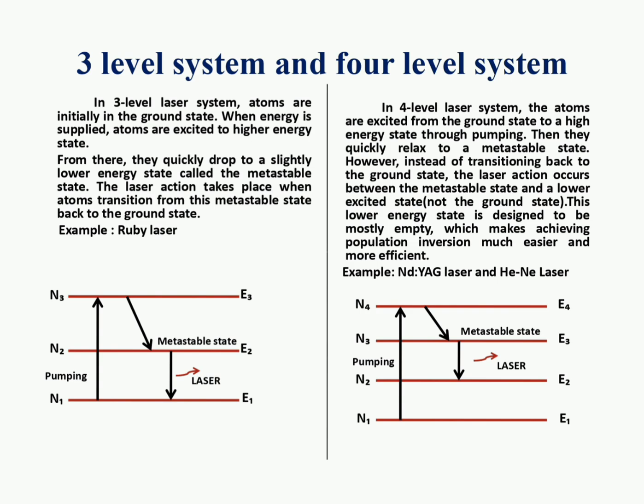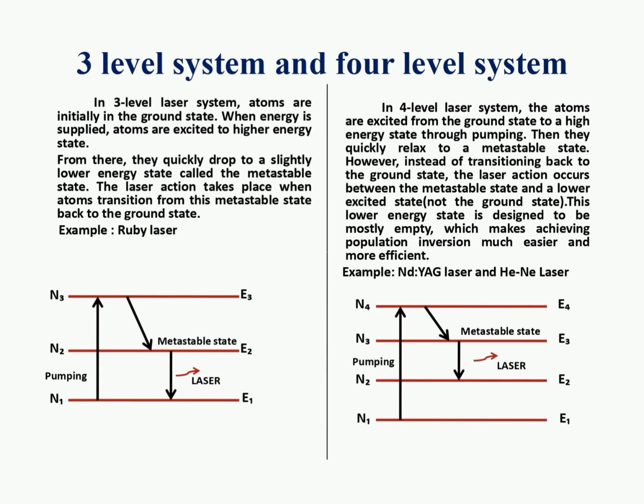So let us understand the 3-level system and the 4-level system. First, let us see the 3-level system. Here we have three levels, E1, E2 and E3. E1 is the ground level, E3 is the excited level, and E2 is the metastable state. By the pumping mechanism, we can raise the atoms from the lower energy level to the excited level.